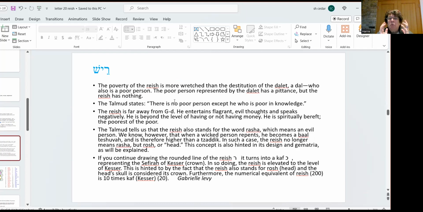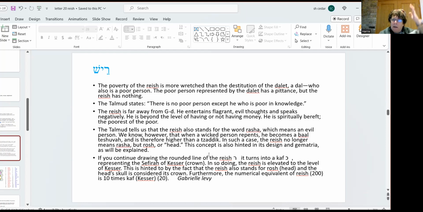And so the Resh is more wretched than the Dalet. The Dalet was a poor person, but the Resh is somebody who has no knowledge or desire to have knowledge, and it can therefore become Rasha, really evil and bad, and speak terribly and be spiritually bereft. But it takes very, very little to turn somebody from this Rasha into a Rosh. And we have a lot in the Hebrew texts, commentaries around the Torah, about turning from being a bad person into being a good person. It's called a Baal Teshuvah. Teshuvah means to turn back, and shuv is the word for turning around. A Baal Teshuvah is a person who turns themselves back to the right way. And all you have to do is turn yourself back to the right way.